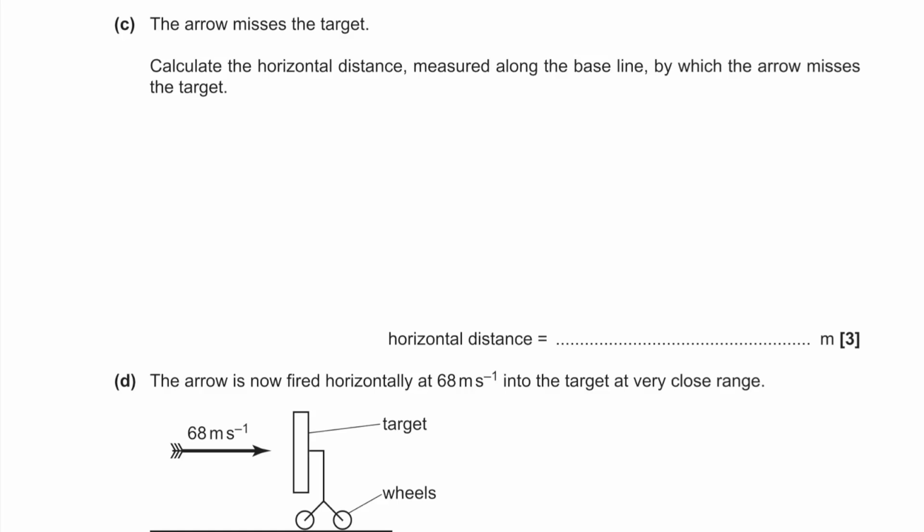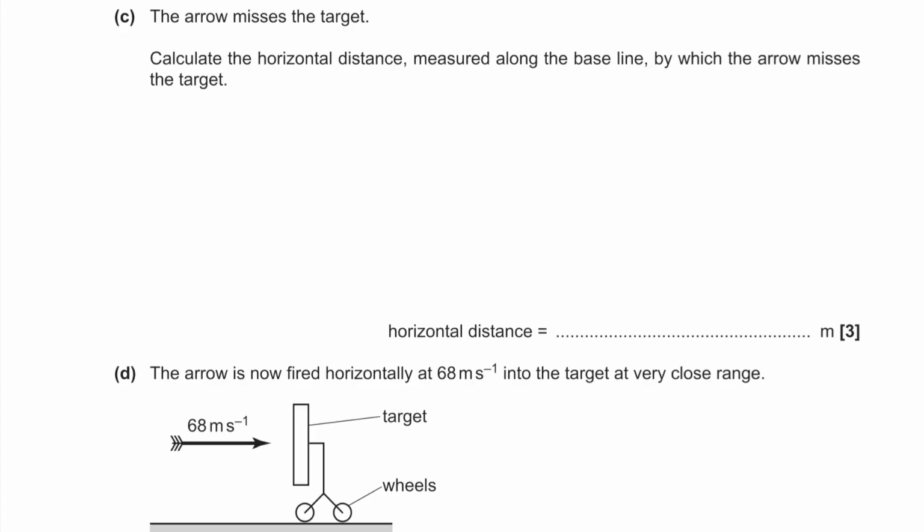C, the arrow misses the target. Calculate the horizontal distance measured along the baseline by which the arrow misses the target. Okay, so we need the time that it's in the air for then, don't we? We just found the time to get to the apex, and so therefore to come back down it's going to be 1.3, let's say 1.32. So therefore the total time is going to be 2.64 seconds.